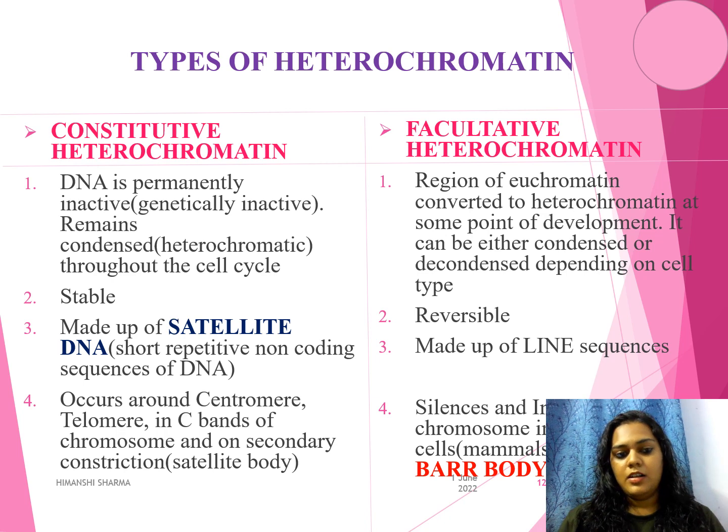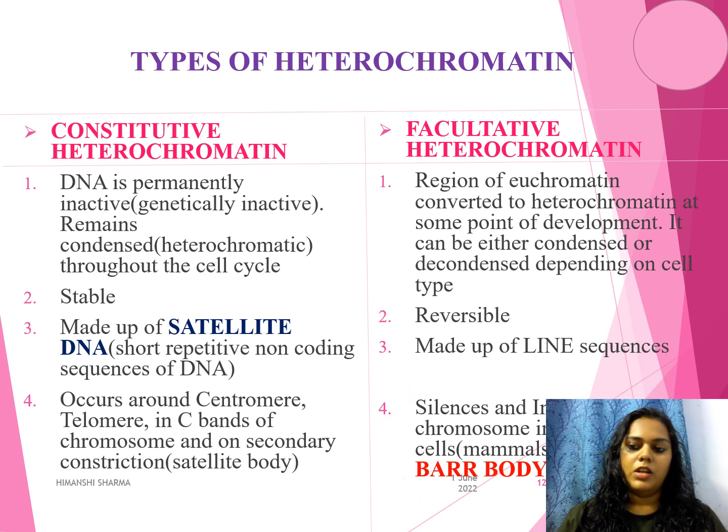Constitutive heterochromatin is made up of satellite DNA, and facultative heterochromatin is made up of LINE sequences. Now, constitutive heterochromatin is present at the telomere, that is the ends of the chromosome, at and around the centromere, in the C bands of the chromosome, and on the secondary constriction bodies, that is the satellite body. We will see these structures in the next slide. And facultative heterochromatin is basically what inactivates the X chromosome in the somatic cell of a female, and it forms a bar body.